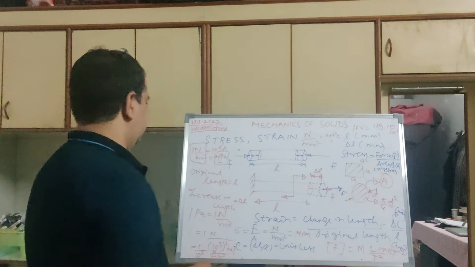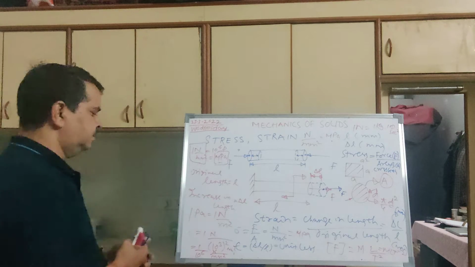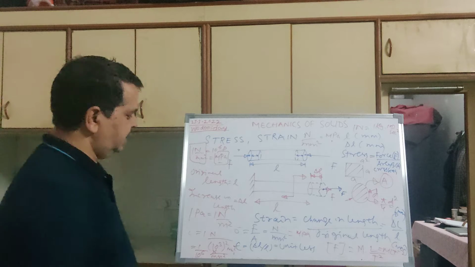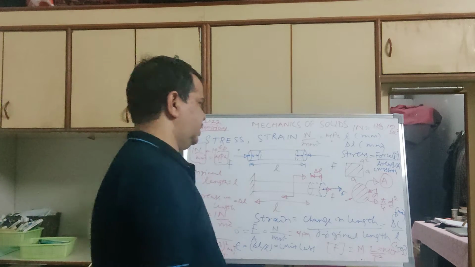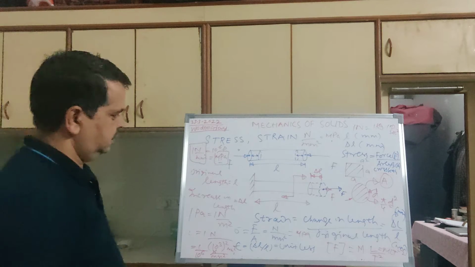So 1 Newton per mm square is equal to 1 megapascal. Unit of stress is nothing but Newton per mm square. Unit of strain is unitless. So strain is unitless. Okay.